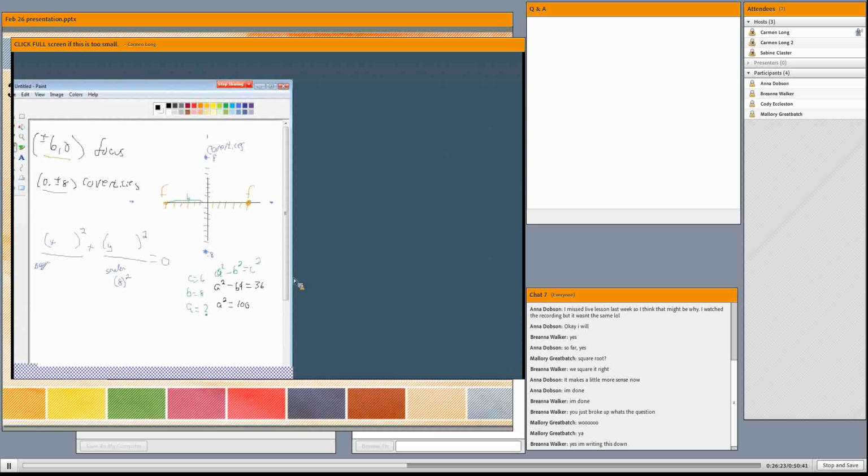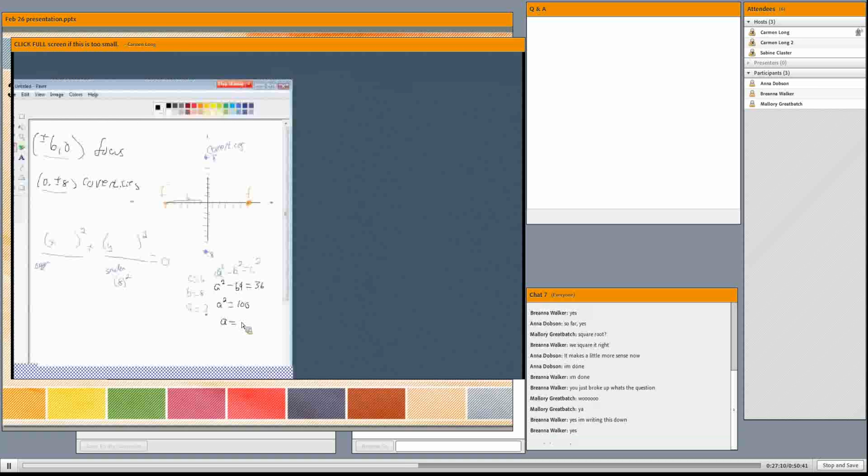A squared equals 100. What does A equal? Okay. So what does A equal, y'all? And then I'll tell you what A is. It's going to be 10, exactly, because the square root of 100 is 10. And remember, the A is the longer axis. So this is 10 units.